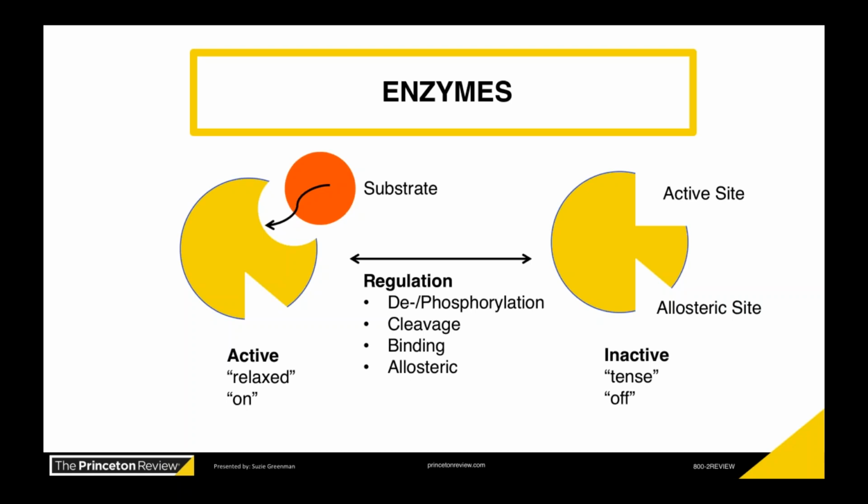Cleavage, so digestive enzymes need to be cleaved before they become active. Binding of different things, allosteric binding. So some proteins need to be bound in an allosteric site, causing a conformational change that allows for the substrate to bind to the active site. So all of these allow for 3D changes that allow for the substrate to bind to the active site.